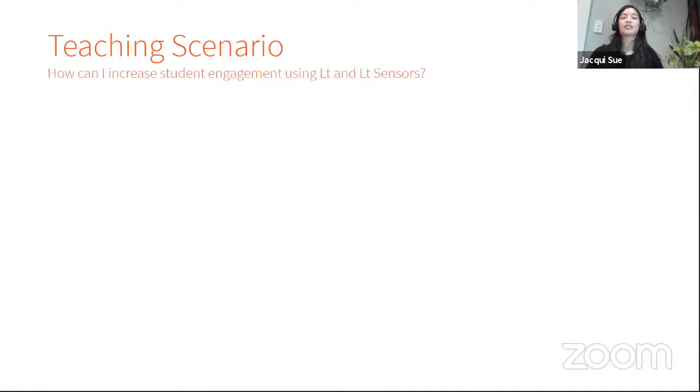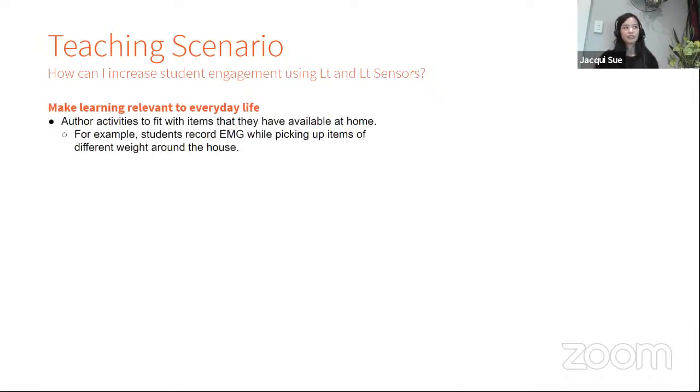Okay, how can you increase student engagement? So a few suggestions: make learning relevant to everyday life. And I think a lot of you probably already have. You've been authoring or changing the activities. So you can change activities to fit with items that they have available at home. For example, students record EMG while picking up items of different weight around the house.